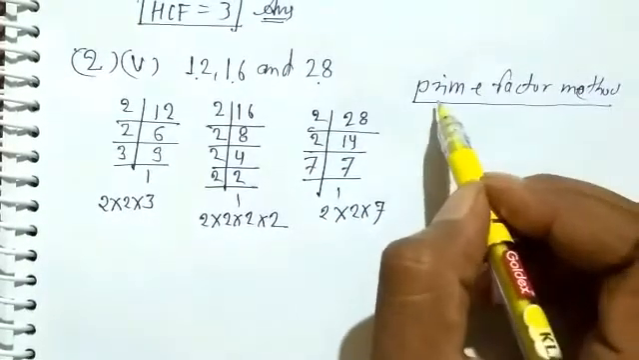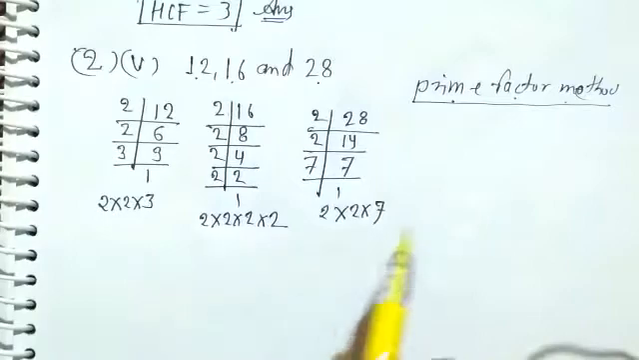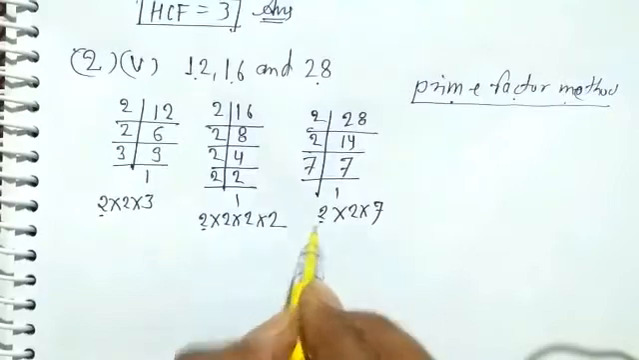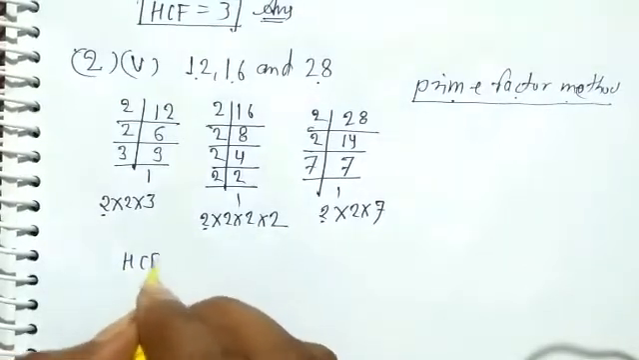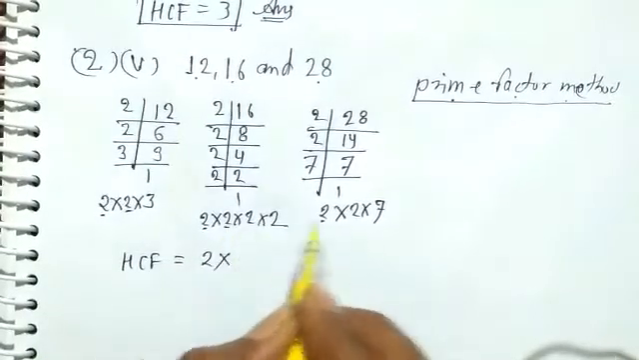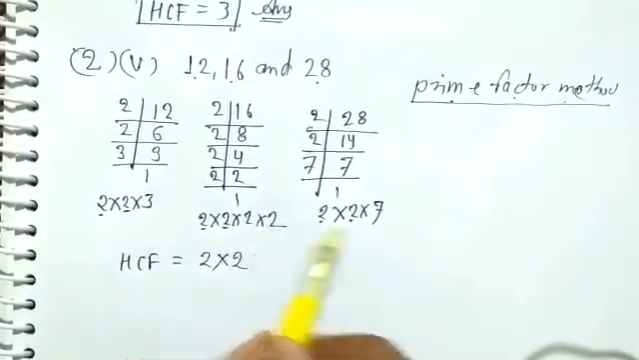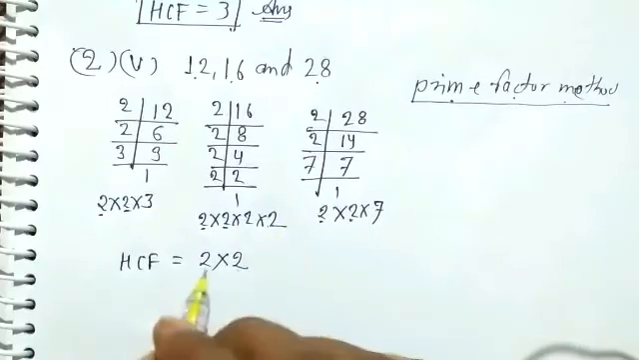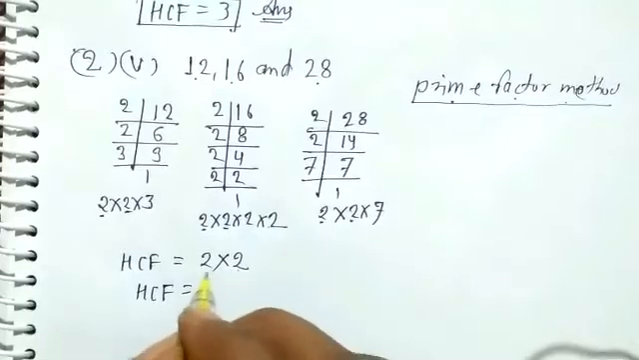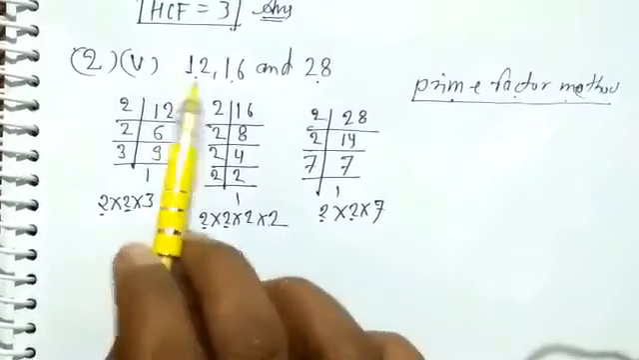Now our question was to use the prime factor method. These are the prime factors. Now find out the common ones. 2 is common, 2 is common in all these numbers. So HCF will be 2 into 2, and there is 3 and 7, but nothing is common there after 2 and 2. So only 2 into 2 are the common prime factors. 2 twos are 4, so the HCF of these 3 numbers will be 4.